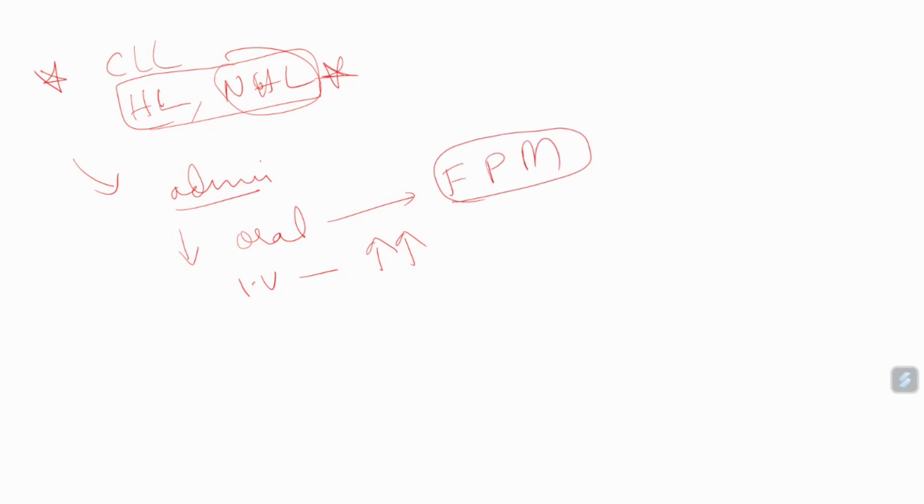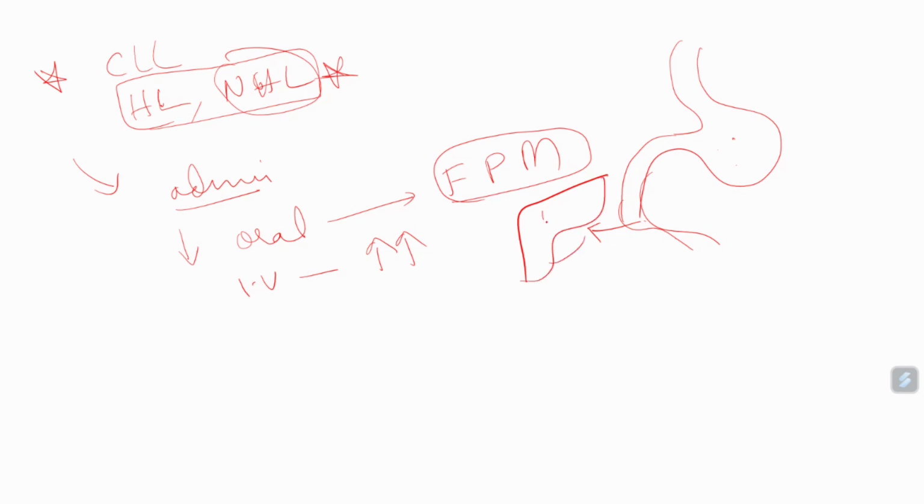I think everybody knows about first pass metabolism when a drug is given through the oral route. What happens when the drug is given through the stomach? When the drug enters the small intestine, immediately from the small intestine it goes to the liver. In the liver we have certain enzymes. So immediately from the GI tract, when it enters the liver, it will try to metabolize the drug.